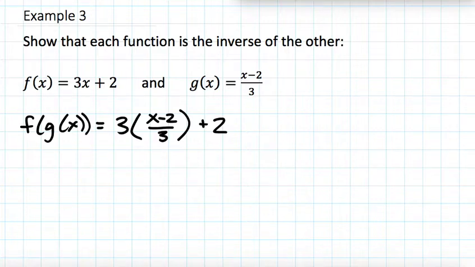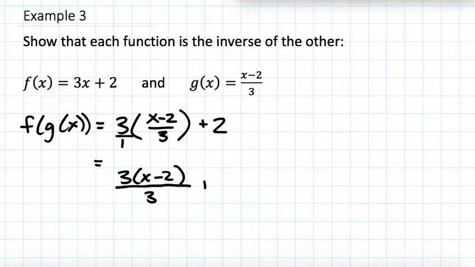So for this, again, I can put this over 1 and then multiply the fractions. That's going to give me 3 times x minus 2, 1 times 3 is 3 in the denominator, and then I have a plus 2. Now, instead of distributing here, what I'm going to notice is that these 3's can just cancel out. So I'm just going to have x minus 2 plus 2, and x minus 2 plus 2 just equals x. So I got everything simplified down to just x.